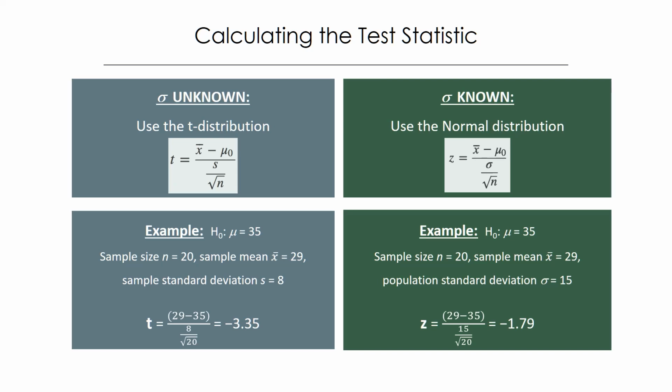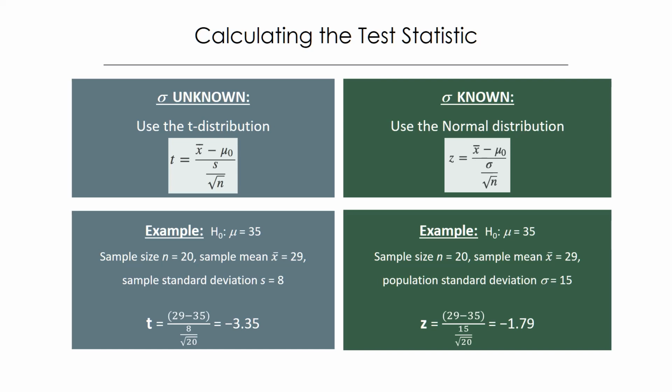In the case that sigma is known, we use the normal distribution. And we have a z-score formula that you've seen before, that we take the sample mean minus the hypothesized mean divided by sigma, the population standard deviation, divided by the square root of n.